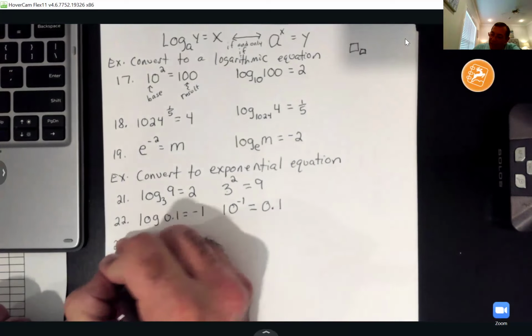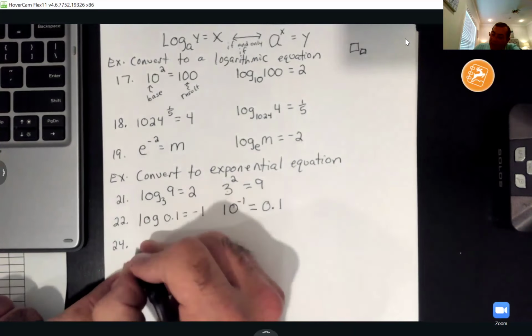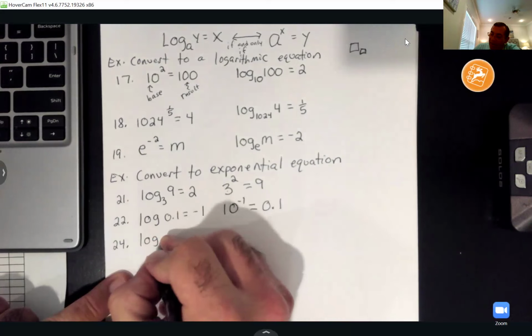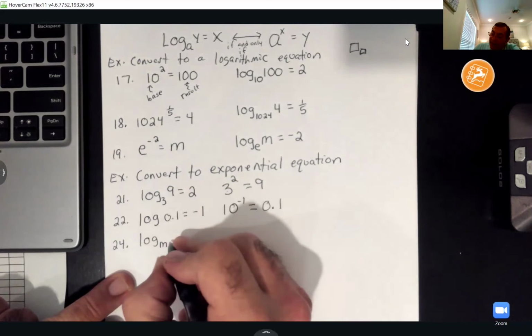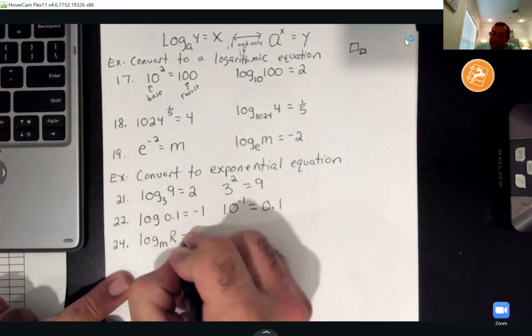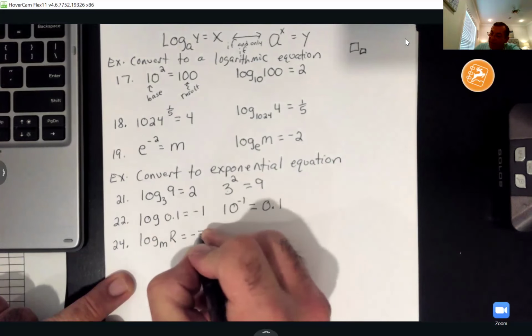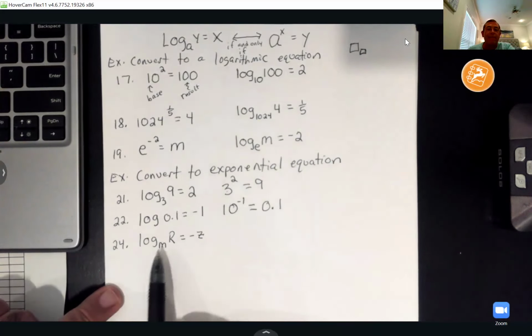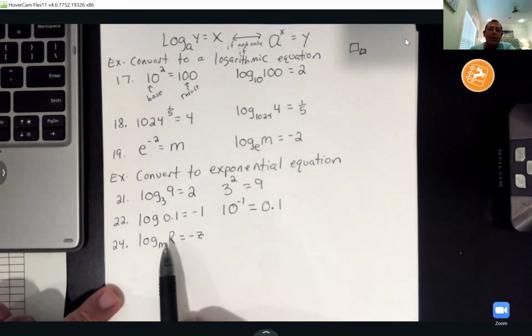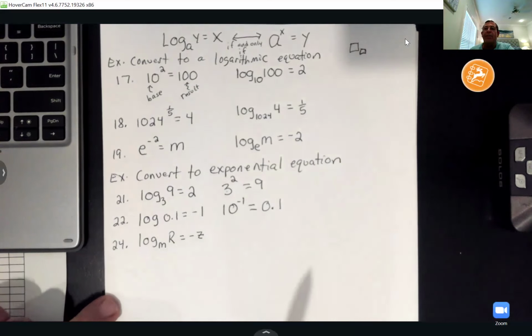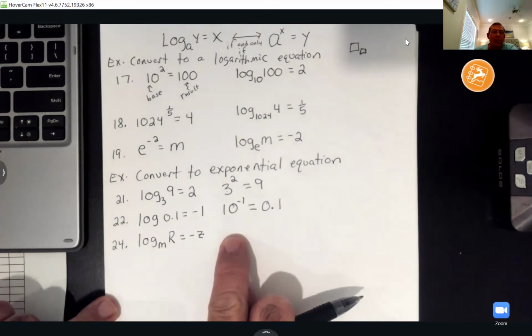All right, so I'm going to do one like 24. Log base m of a r equals a -z. Now here's the thing. Math lab, lowercase, got to be lowercase in your answer. Uppercase or capital letters, got to be capital letters in your answer. They got to look the same as the variables we're using, okay? So the base over here.